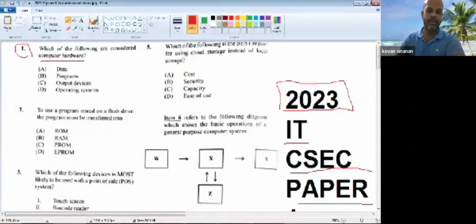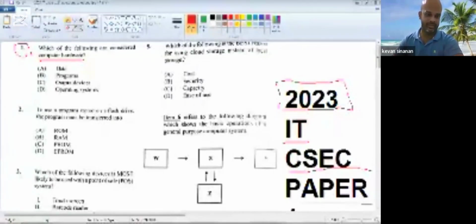So computer hardware are like your physical devices such as your keyboard, your mouse, your webcam, your web camera, your CPU, your central processing unit is also your hardware, and random access memory, your RAM, is also hardware. So they did not list that in our options. Our options are data, programs, output devices, and operating system.